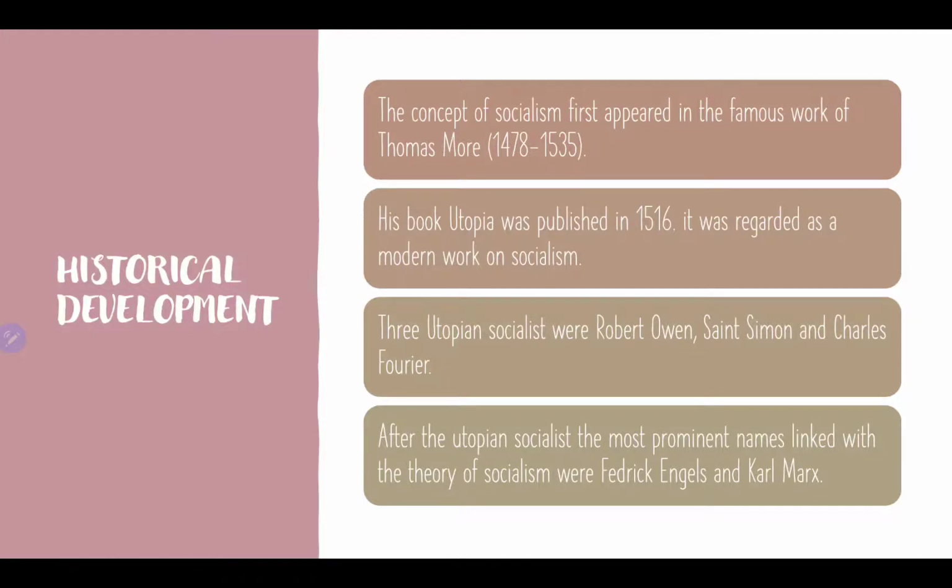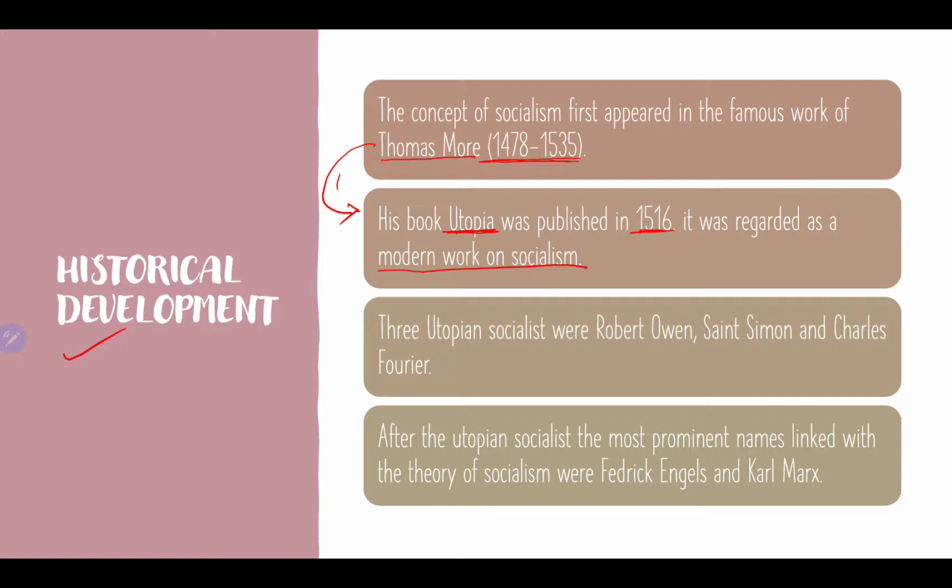So let's understand the historical connotation of socialism. The concept of socialism first appeared in the famous work of Thomas More, who lived from 1478 to 1535. His book Utopia was published in 1516, and it was regarded as a modern work of socialism.